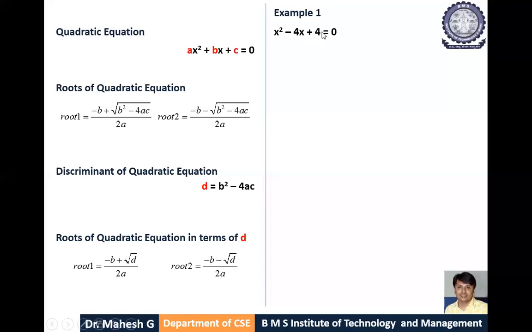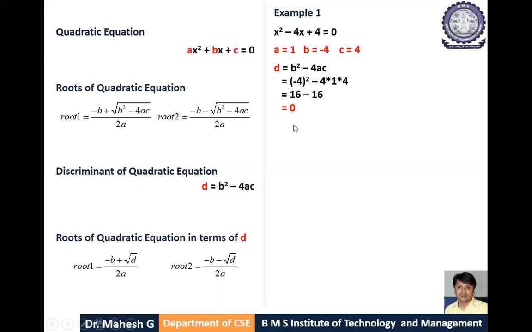Consider the equation x² - 4x + 4 = 0. Here, a = 1, b = -4, c = 4. The discriminant d is given by d = b² - 4ac. Substituting the values of a, b, and c, we get d = 0.